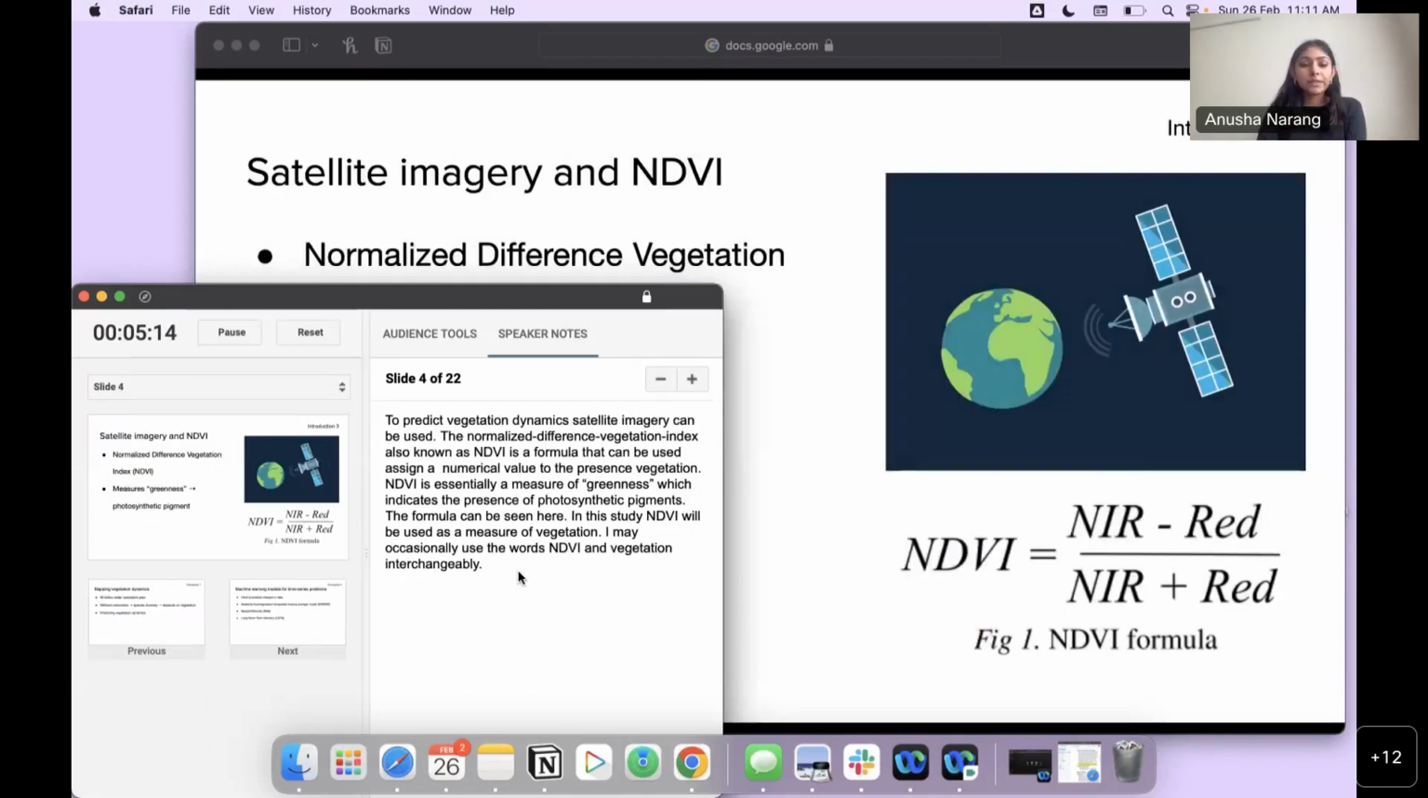So to predict vegetation dynamics, satellite imagery can be used. The Normalized Difference Vegetation Index, also known as NDVI, is a formula that can be used to assign a numerical value to the presence of vegetation, and NDVI is essentially a measure of greenness, which indicates the presence of photosynthetic pigments. The formula can be seen here, and in this study, NDVI will be used as a measure of vegetation, and I may occasionally use the words NDVI and vegetation interchangeably.